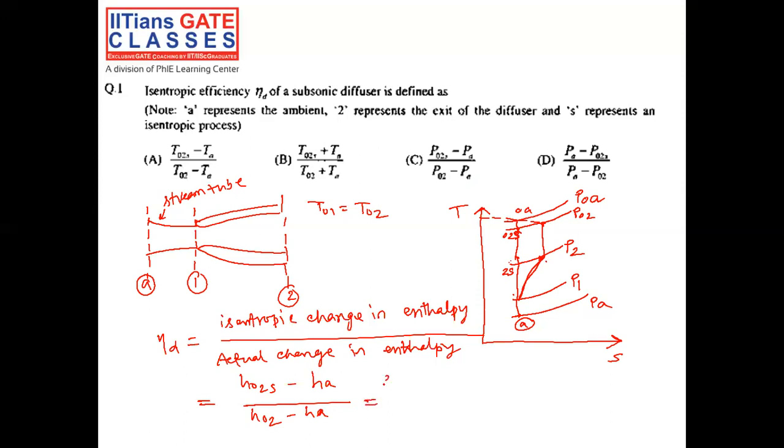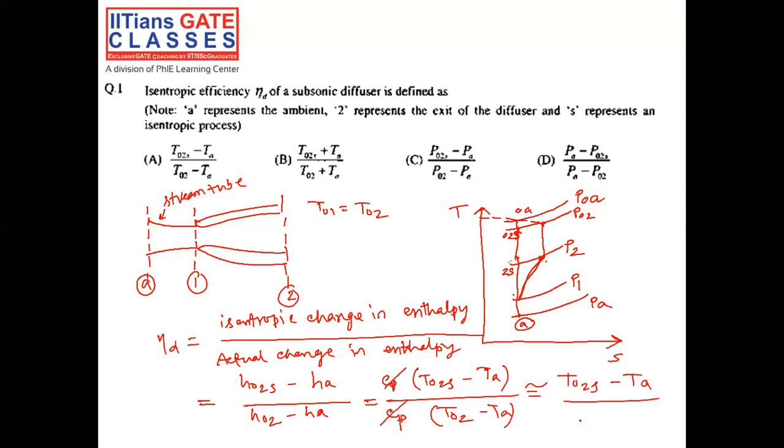So this can be written as Cp (TO2S minus TA) divided by Cp (TO2 minus TA). Cp gets cancelled, so it becomes (TO2S minus TA) divided by (TO2 minus TA), which is option A.